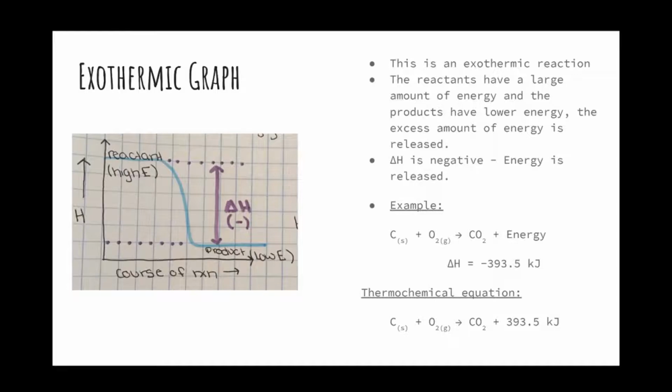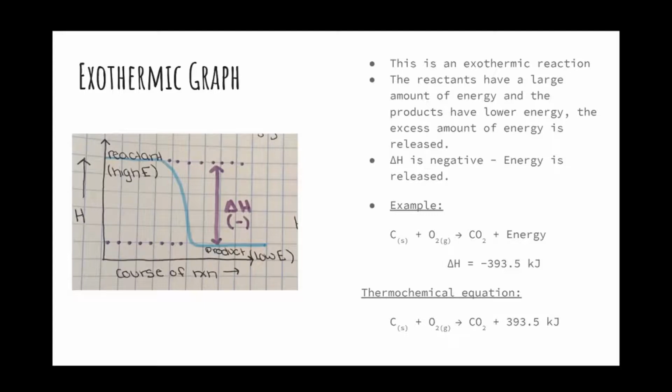Now notice that delta H is negative, and that means that the energy is released. Whether delta H is negative or positive is really important, and that tells you whether the reaction is endothermic or exothermic. In this case, delta H is negative, so this is an exothermic reaction. An example of this might be carbon plus oxygen creating carbon dioxide. And notice that I have energy as a product. The reason I have energy as a product is that it is being produced.